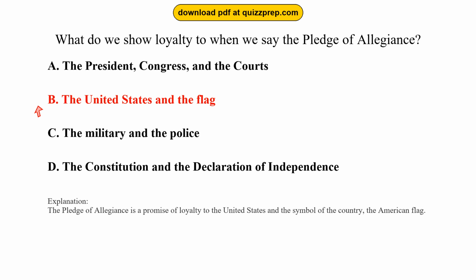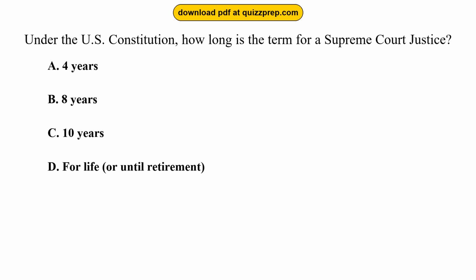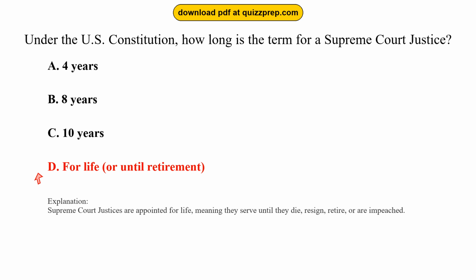Question 81. Under the U.S. Constitution, how long is the term for a Supreme Court justice? Option A. 4 years. Option B. 8 years. Option C. 10 years. Option D. For life, or until retirement. The correct answer is option D. For life, or until retirement. Supreme Court justices are appointed for life, meaning they serve until they die, resign, retire, or are impeached.